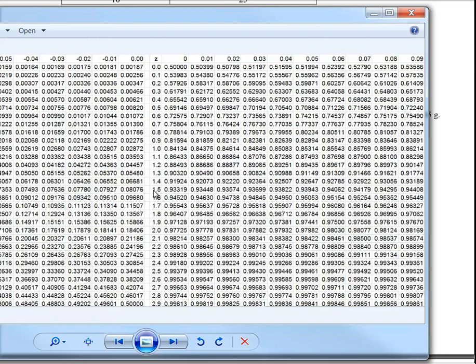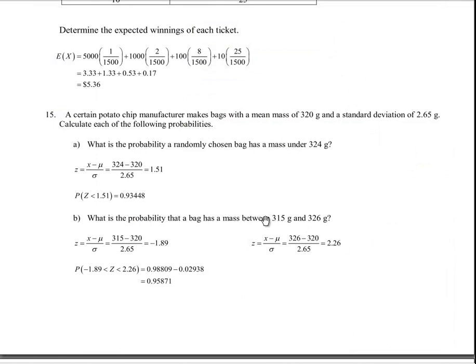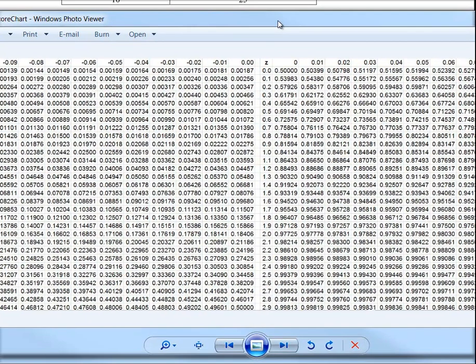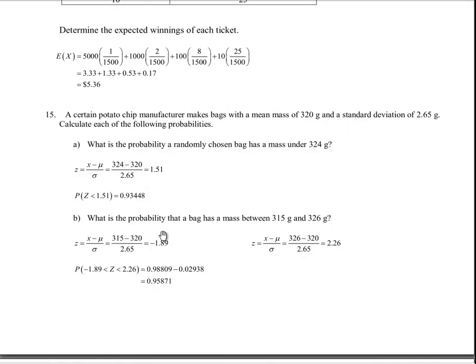So 1.51 would be right here. There's the 0.01. The hundredths is a 1. So 1.51 would be here, 0.93448. So that's where that probability comes from. Remember, this table gives you the probability it's less than a certain value. If you want greater than, then you have to do something a little bit different, and we'll get into that in the next example.